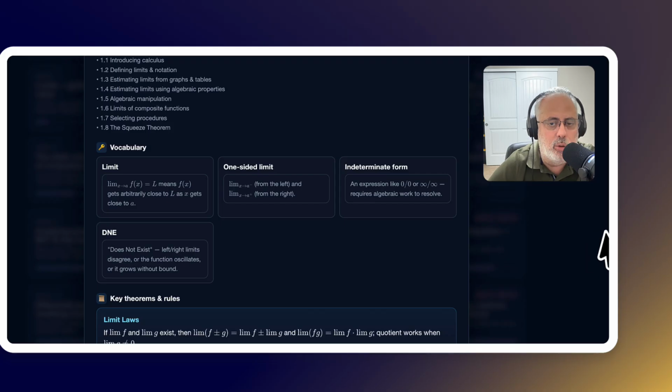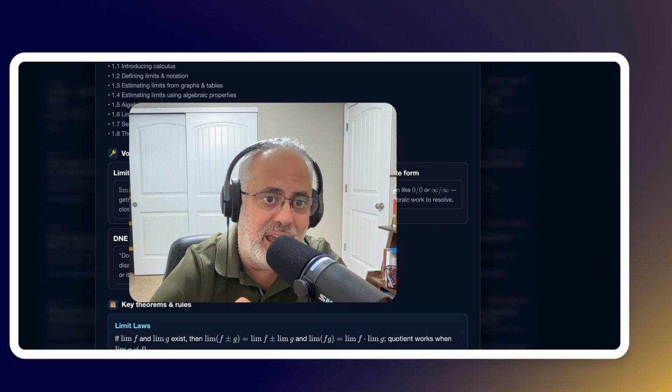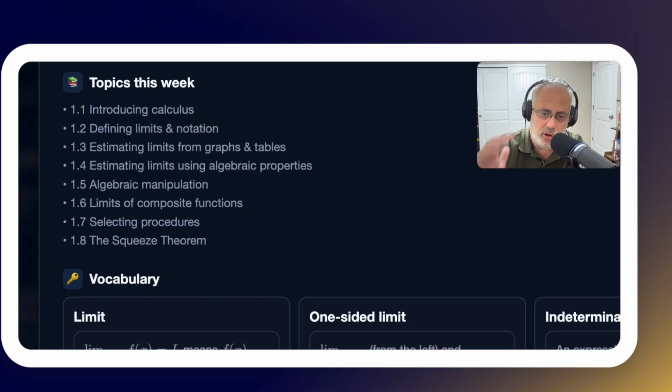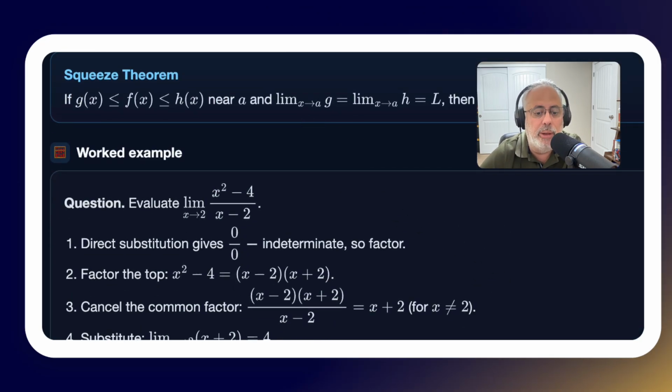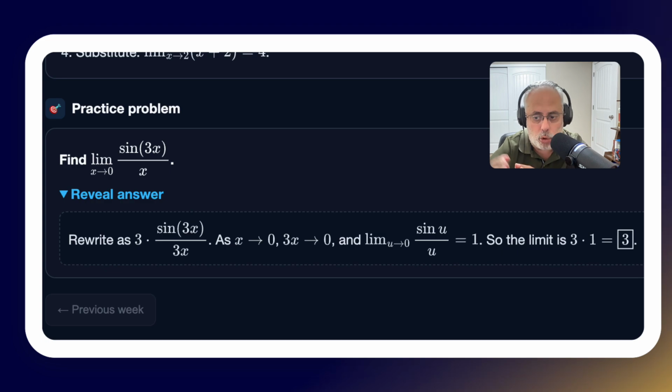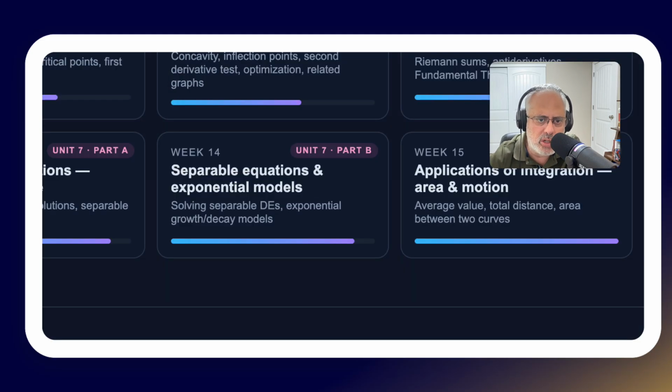In this particular analysis, you have everything. You have the plan, you have the learning targets, you have the vocabulary, you have a working example, you have the theorems, you have a practice problem. So you have the 4 basic stages in the sequence that we are going to follow throughout the process of learning this particular subject. So this is week number 1.